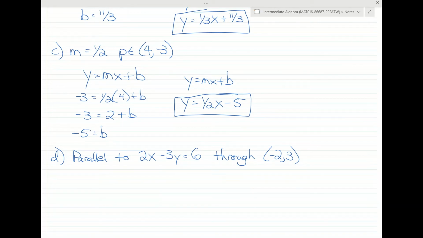Well, just like all the other problems, we need a slope and we need a point. We have a point, we just need a slope, right? So what do you think we're gonna do? We're gonna get a slope from that line, right? So let's write this in slope-intercept form.